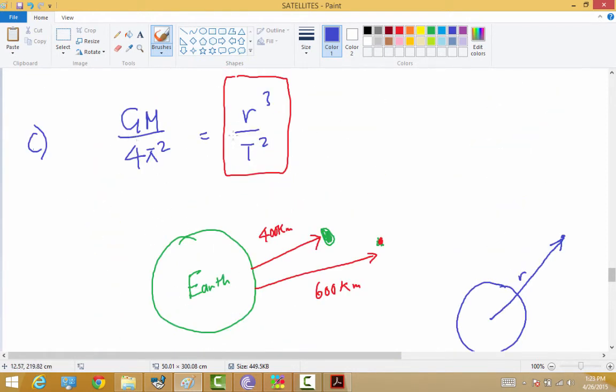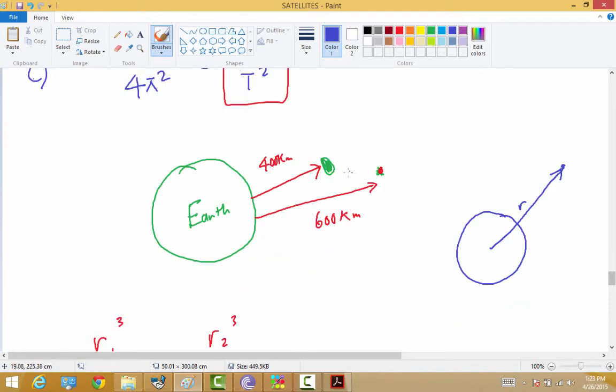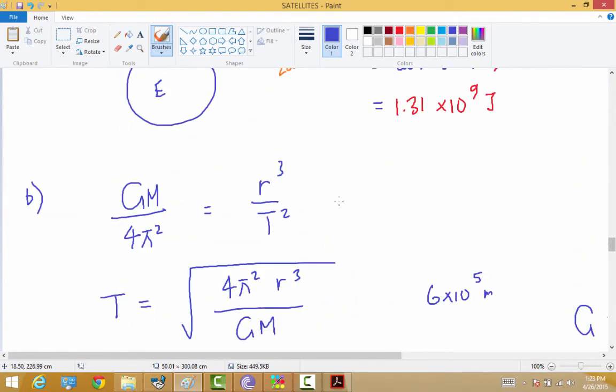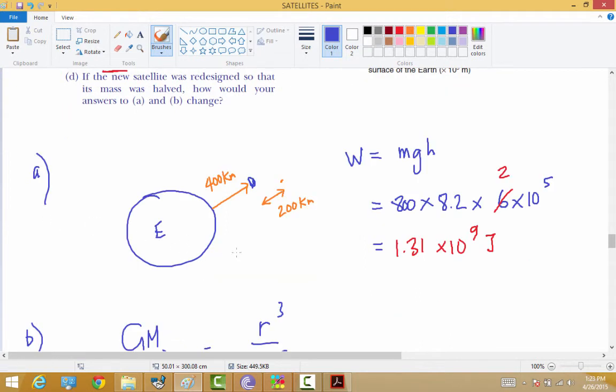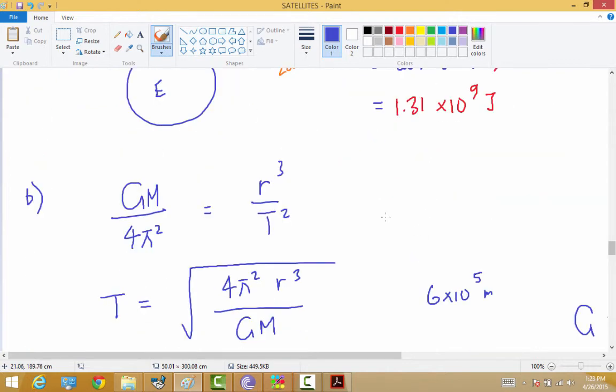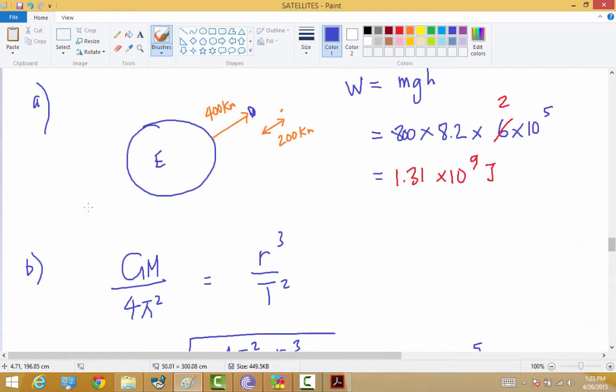Knowing that these two formulas give us a constant value for all satellites going around a common body. So the last question, D: if the new satellite was redesigned so that its mass was halved, how would your answer to question A and question B change? In question A, because we are using mass here, if it's halved, that means the energy would be half. And for question B, we're not using the mass of the satellite to determine the period, so there'll be no change to question B.